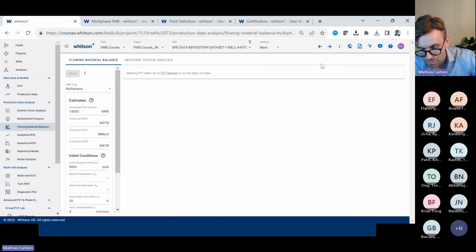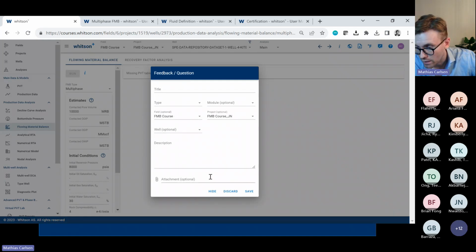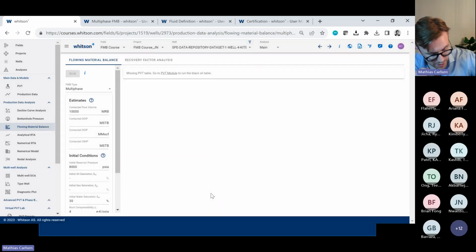And then there are a few other things up here that I'll skip for now. Most important, if you have any issues, always contact support@whitson.com, up here to the right, or you can put in a feedback request. And then we'll go through the rest as soon as we have gotten to the Multiphase FMB feature.